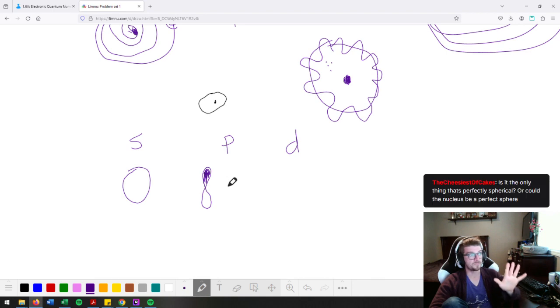Yeah. So, is it the only thing that's perfectly spherical, or could the nucleus be a perfect sphere?